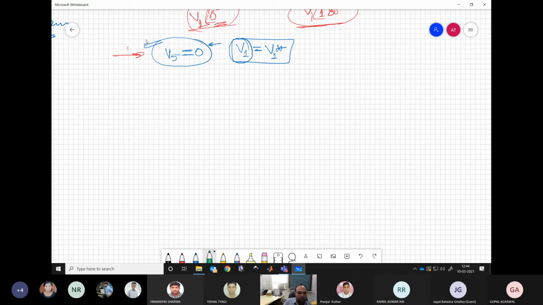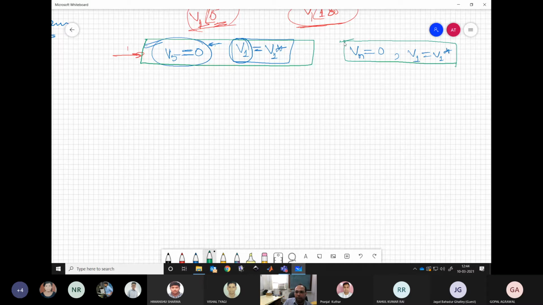The same thing can be said for any harmonic in general. We can have any harmonic, let's say Vn equal to 0, while having V1 at the desired value. This could be one performance metric. If we are interested in eliminating that particular harmonic from the system, then whether the PWM technique is able to achieve that or not, this is what the performance metric is.